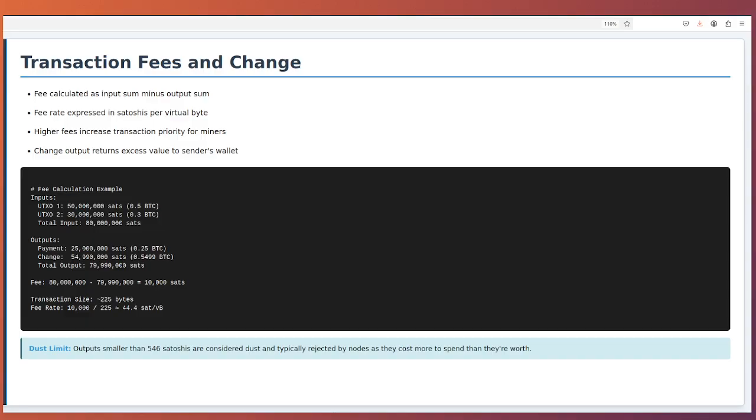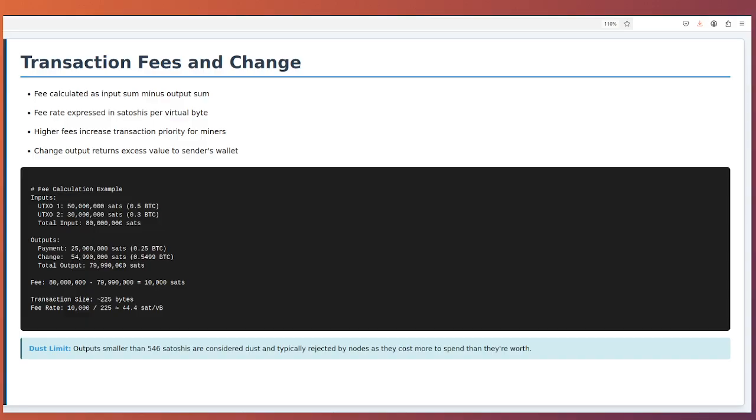For example, if you have a UTXO worth 1 BTC and want to send 0.3 BTC with a 0.0001 BTC fee, you need to create a change output of 0.6999 BTC that sends the excess back to your own wallet. This change output is a regular P2PKH output to an address you control, typically a new address generated by your wallet for privacy reasons. The change address should ideally be a fresh address that hasn't been used before.